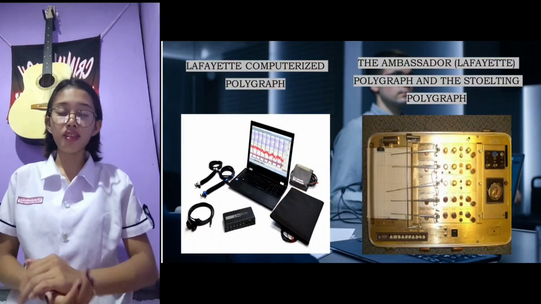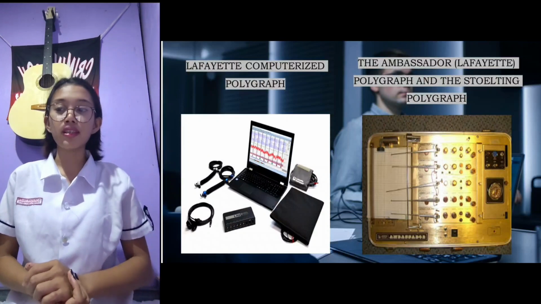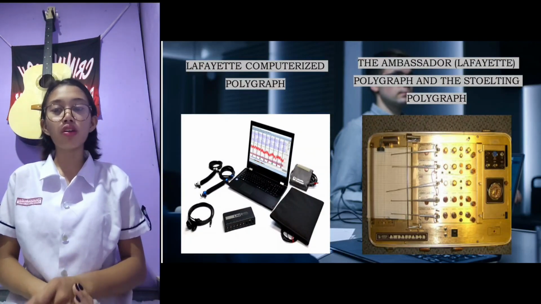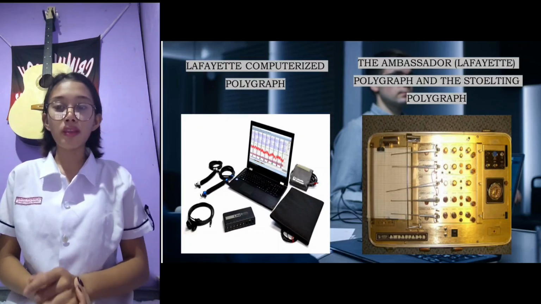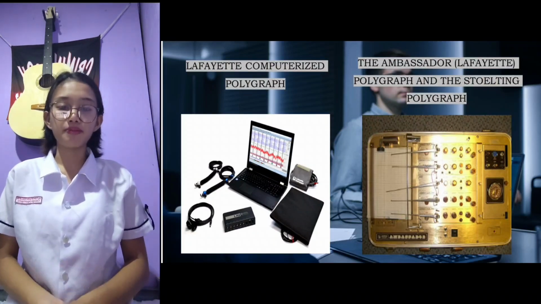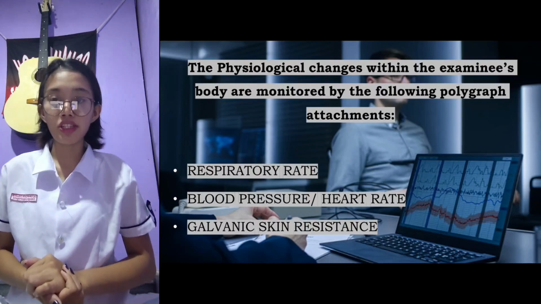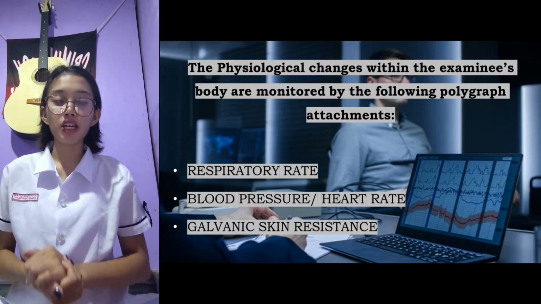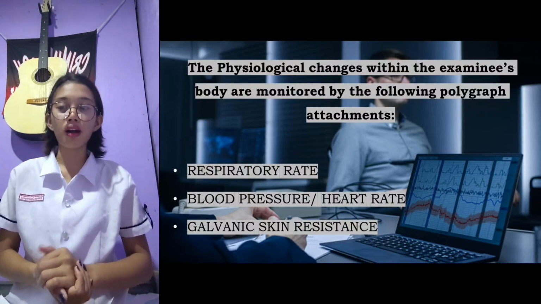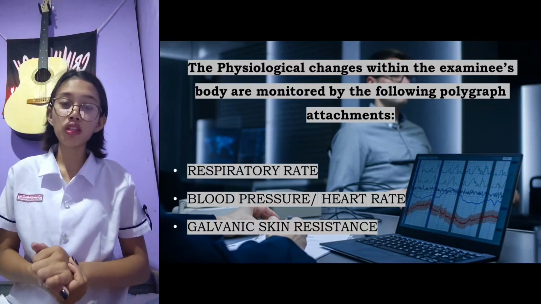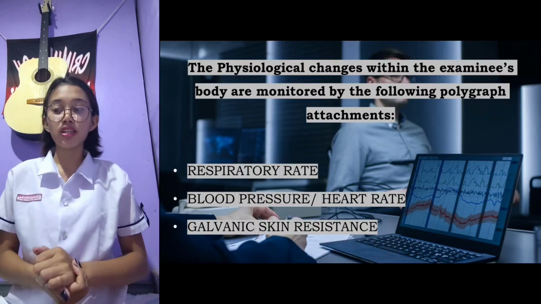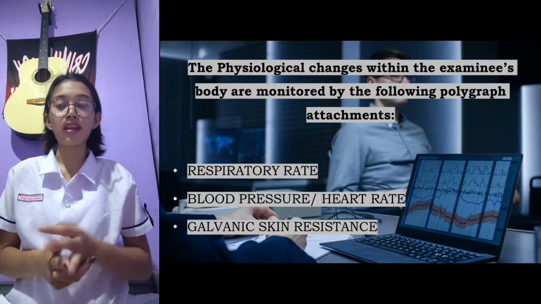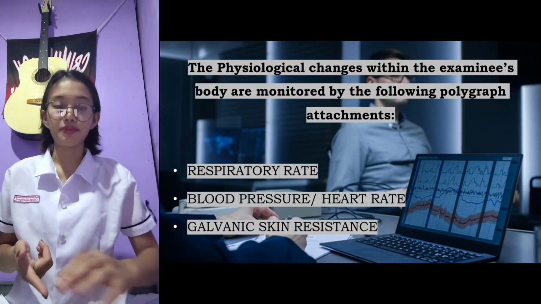Next is the different types of polygraph machine. First is the Lafayette computerized polygraph. Second is the Ambassador or Lafayette polygraph and the Stowell-Ting polygraph. The physiological changes within the examinee's body are monitored by the following polygraph attachments. So, ito yung mga bagay or mga physiological changes na namomonitor ng polygraph machine, such as respiratory rate, blood pressure or heart rate, and the galvanic skin resistance.